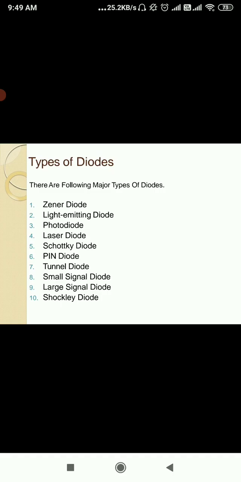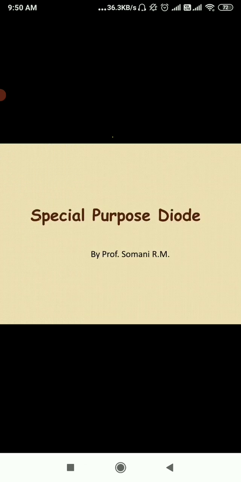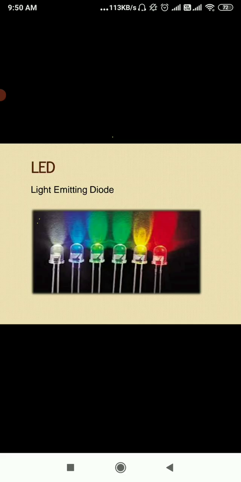So out of these special diodes, in our syllabus we are supposed to study the first one Zener, second one LED, and third one photodiode. The remaining ones are not in our syllabus, but you are supposed to remember that these all are special purpose diodes, and these all have some special property, not only rectification, due to which we are calling these special purpose diodes. So firstly we will see here about a LED.